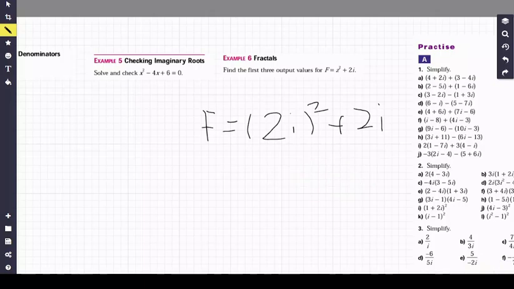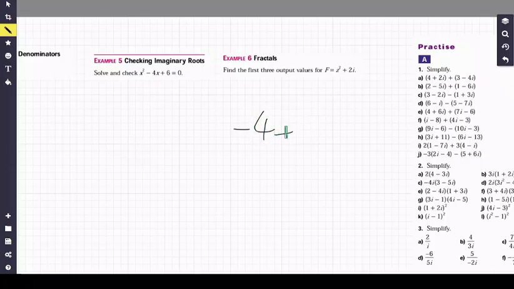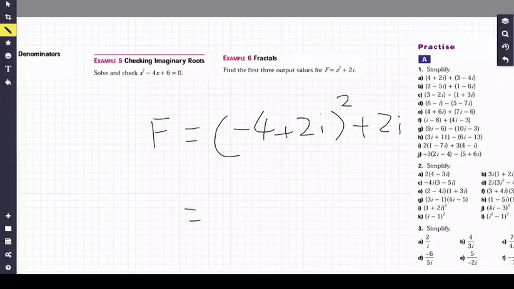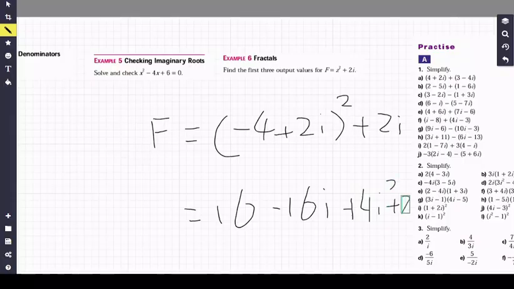And now, since this is another iteration, so negative 4 plus 2i, we're going to go ahead and enter this into the function and plus 2i again. Now this gets a little bit complex. So that's going to give you 16 minus 8 minus 16, right? Minus 16i, and then that's going to be plus 4i squared plus 2i.